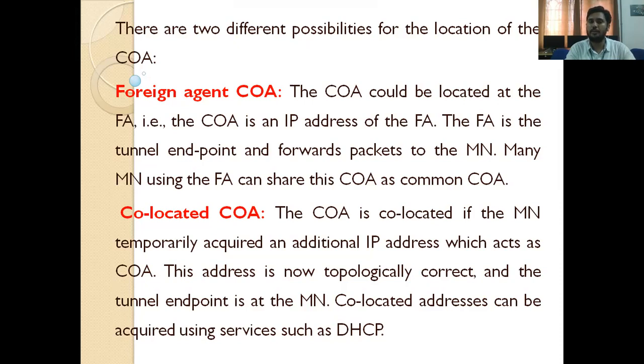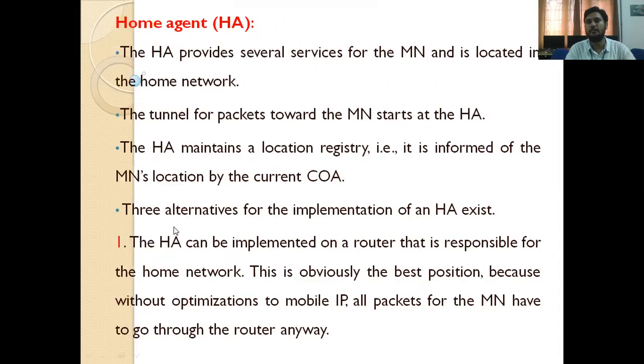Here in the co-located care of address, the care of address is co-located if the mobile node temporarily acquires an additional IP address which acts as the care of address. This address is now topologically correct and the tunnel endpoint is at the mobile node. The co-located address can be acquired using services such as Dynamic Host Configuration Protocol. These are the two categories of care of addresses: foreign agent care of address and co-located care of address.